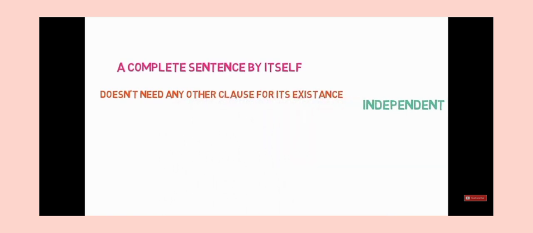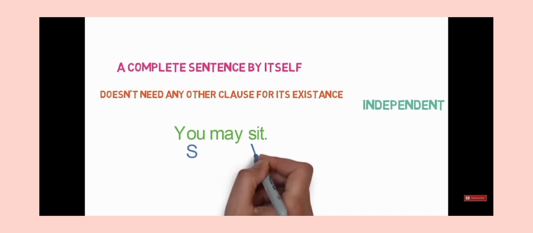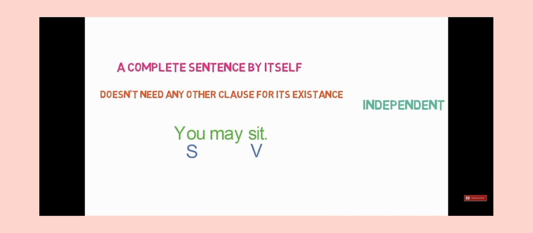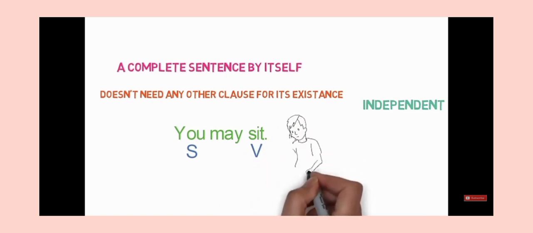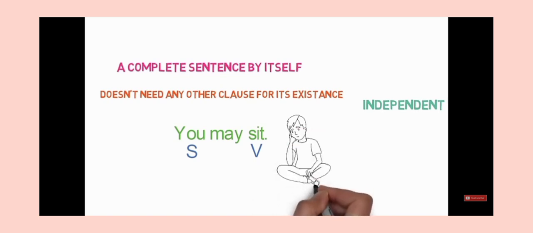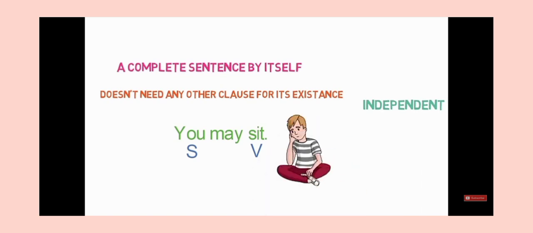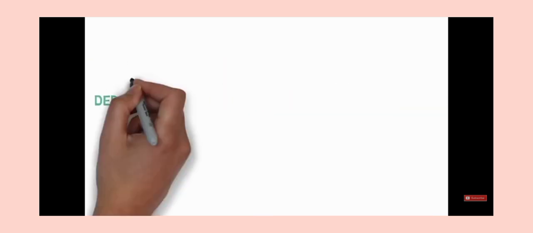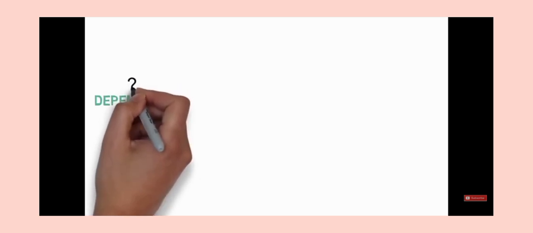For example, you may sit. Here, you is the subject and sit is the verb, and the whole sentence is giving a complete thought by itself. So, it's an independent clause. Then what is the dependent clause?